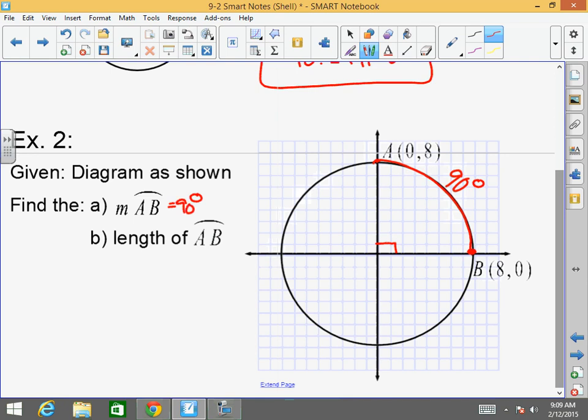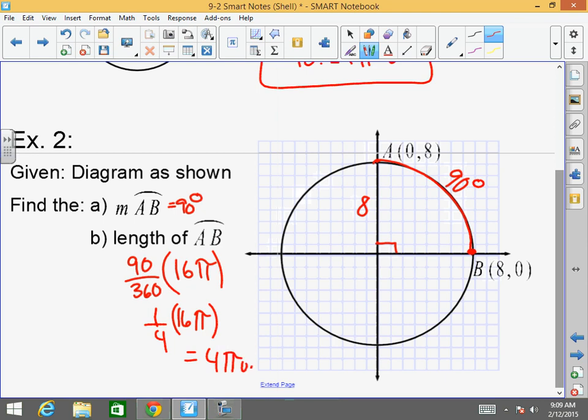What is the length of AB? Well, let's see what my radius is here. This is 1, 2, 3, 4, 5, 6, 7, 8. My radius is 8. The length would be central angle over 360 times the circumference, which is diameter times pi, 16 pi. This goes to 1/4 times 16 pi. This would be 4 pi units. Length is a distance. Measure is a degree.